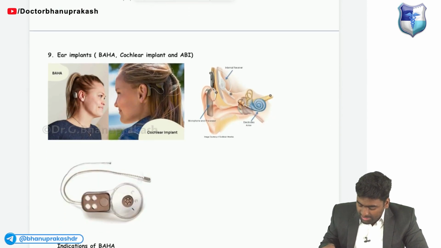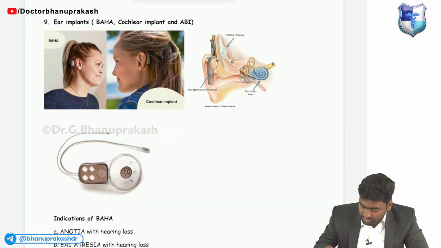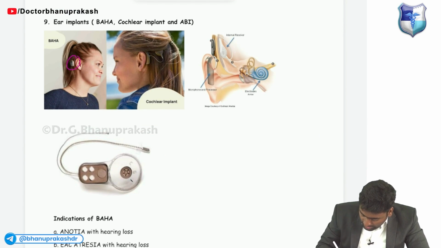Okay. Then about a few ear implants. If you see the ear implants, there is the implant which is known as the bone anchored hearing device.